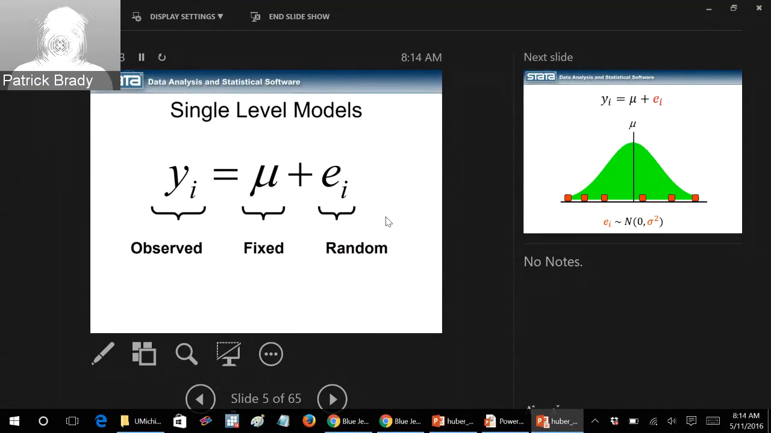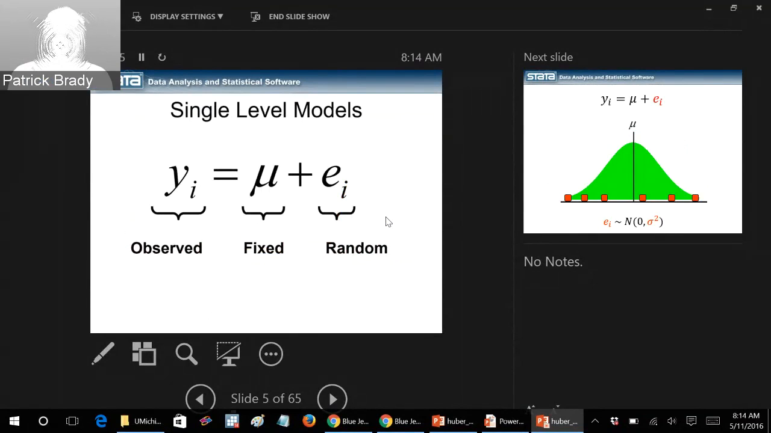And I'm just going to use mu to generically represent all of that, whatever it may be. Sample mean, wild regression model, whatever you want to call it, that's going to be the fixed part of the model. The random part of the model are these error terms, these residuals: how far off is my observation from that fixed part of the model, from the mean.